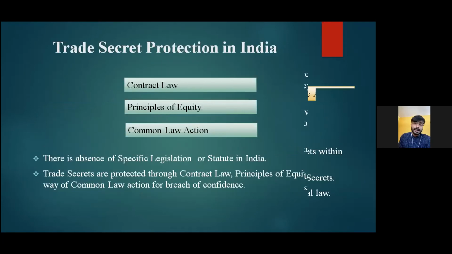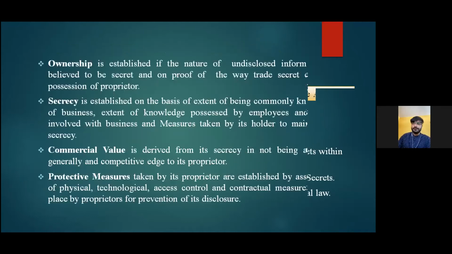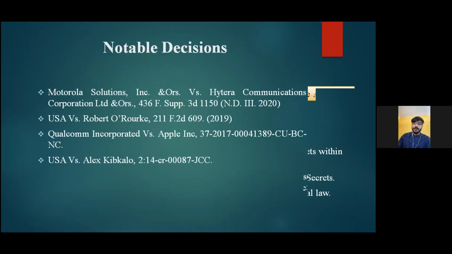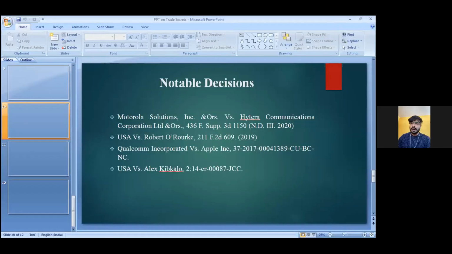How is it protected in India? We have the law of contract. First is, of course, section 27, wherein we protect it as an NDA. The principles of equity and common law action are available for any wrongs for which there are no specific provisions or specific laws existing. Therein we can bring in the principles of equity and common law action, and we can file action against people. So that is about trade secrets.